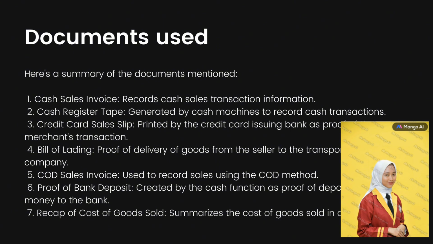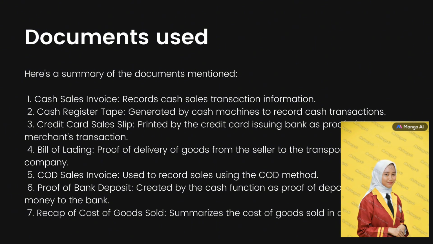Here is a summary of the documents mentioned. 1. Cash sales invoice, records cash sales transaction information. 2. Cash register tape, generated by cash machines to record cash transactions. 3. Credit card sales slip, printed by the credit card issuing bank as proof of the merchant's transaction. 4. Bill of lading, proof of delivery of goods from the seller to the transportation company.